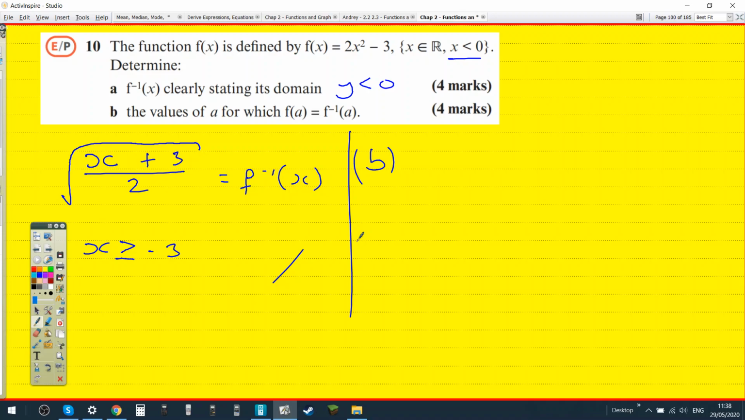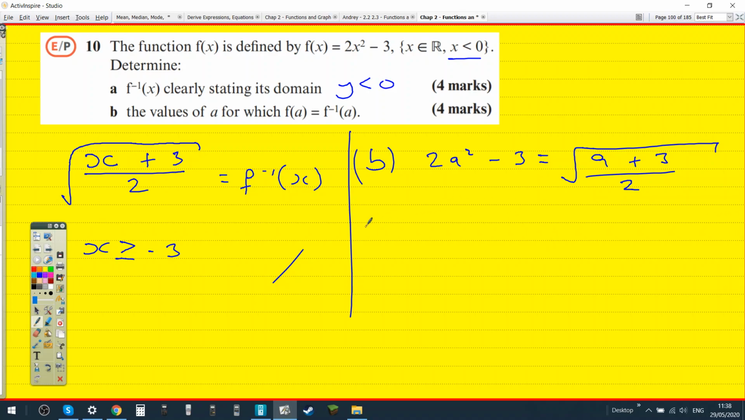Well, I need to sub in a into 2a squared minus 3, and then do equals to square root of a plus 3 over 2. A plus 3 over 2. Yes. Okay, let's try to solve this. What would you do next?